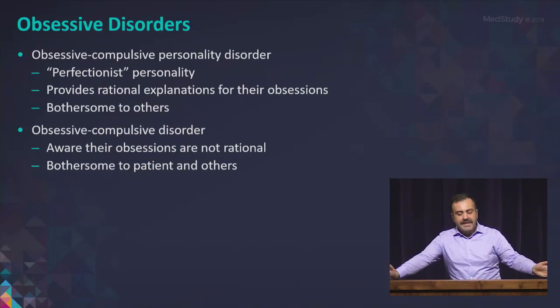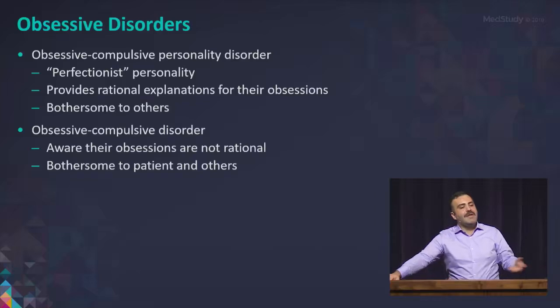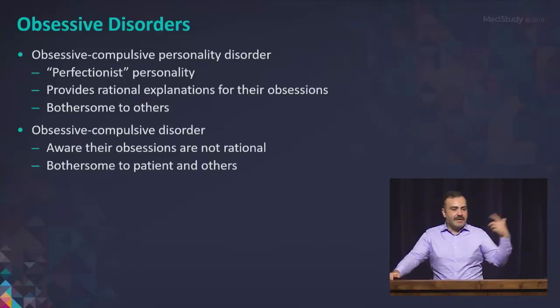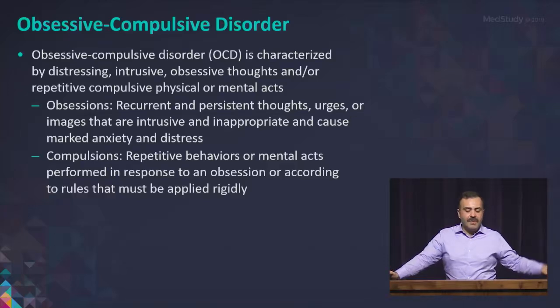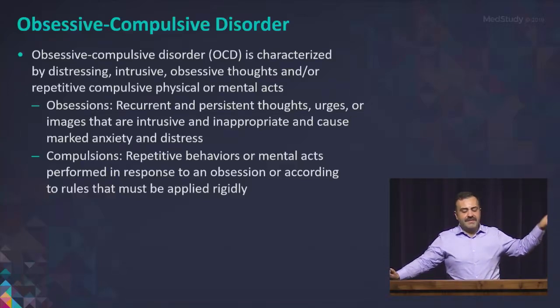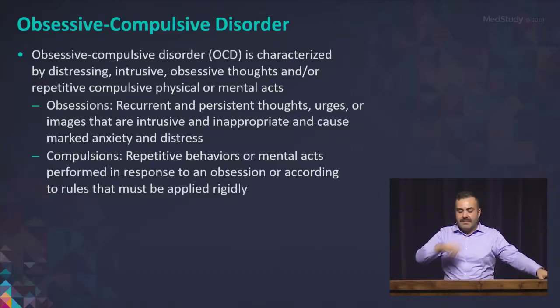Versus obsessive compulsive disorder, the patient is aware of the obsessions. They know that the obsessions are causing problems, and they come to you and ask for help with the obsessions. OCD has 2 components. One is the obsession that is causing severe urges or anxiety, and the compulsions are these repetitive behaviors to decrease the obsessions or the anxiety caused by them.